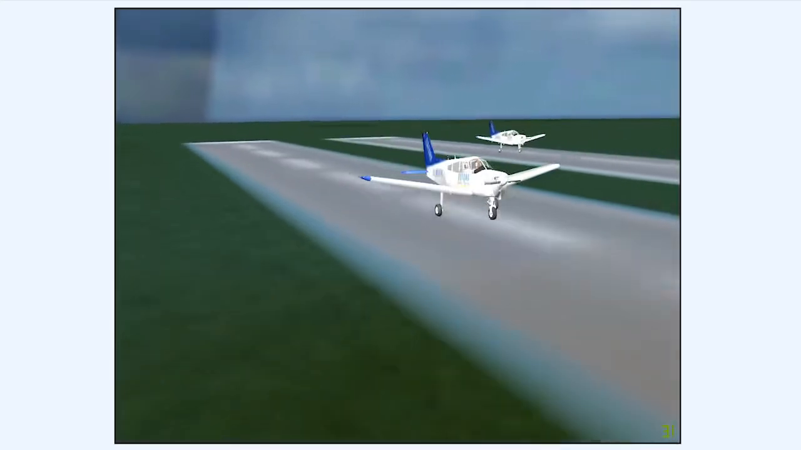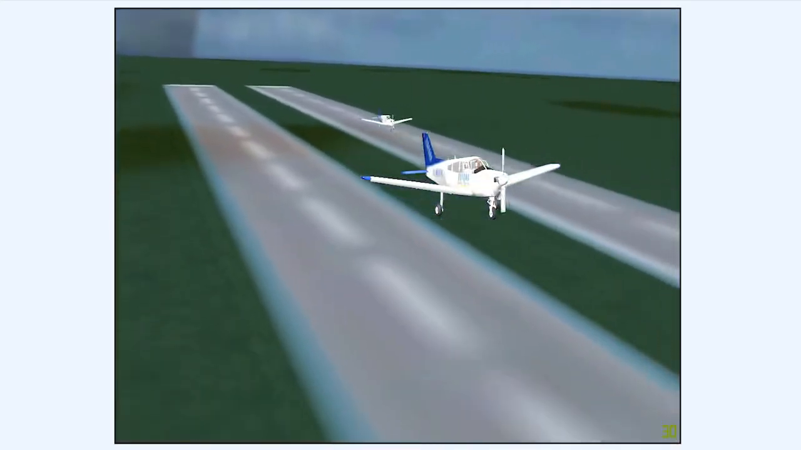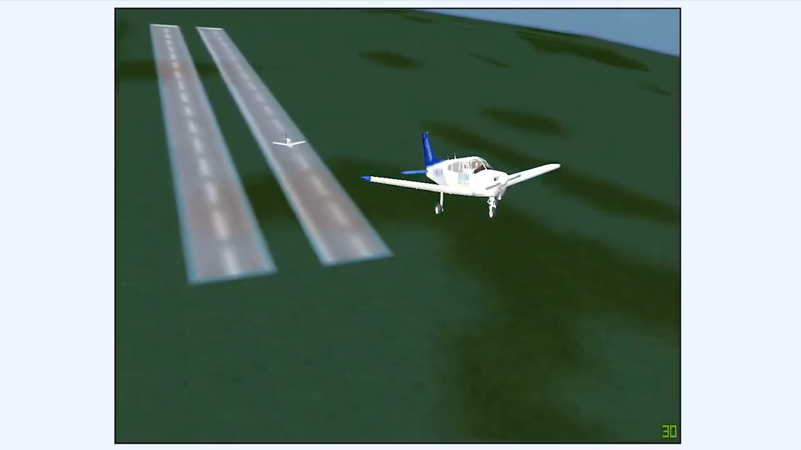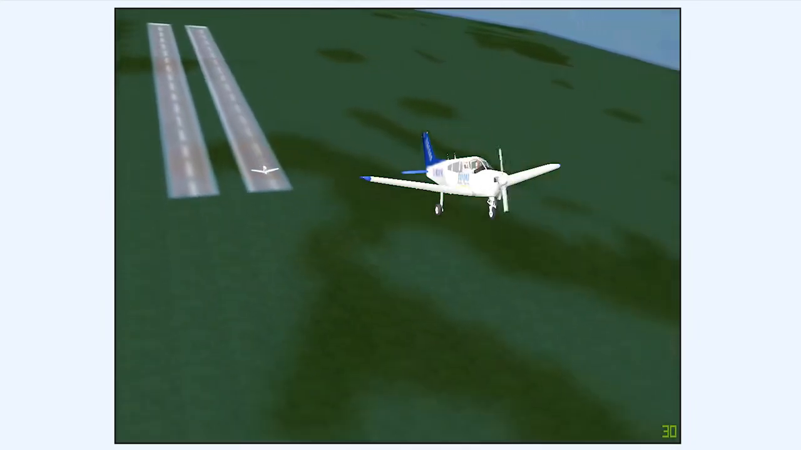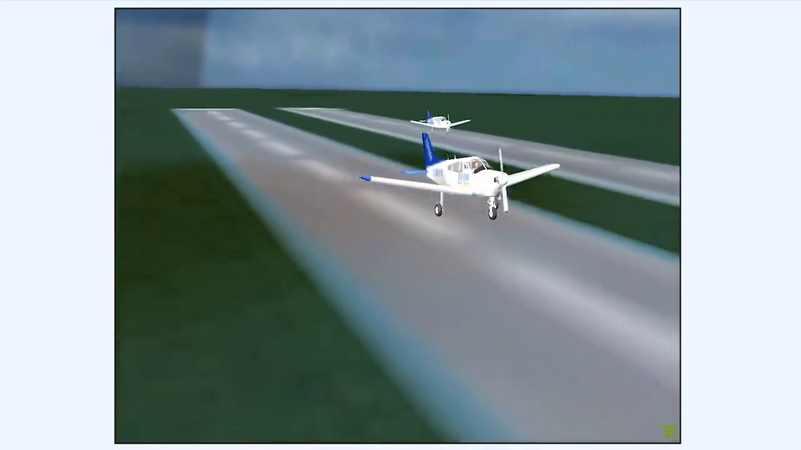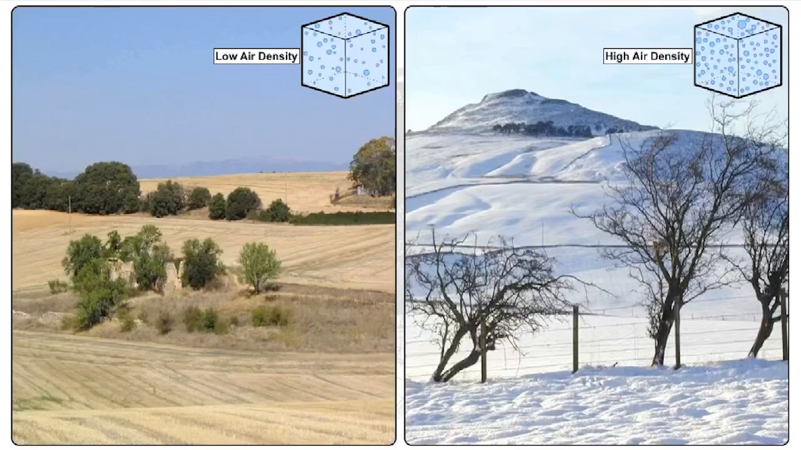The density of the air directly affects the performance of any aircraft. A reduction in air density results in lower engine power, which directly affects the length of the takeoff, the landing run, and the rate of climb. The air density is not only affected by the altitude.